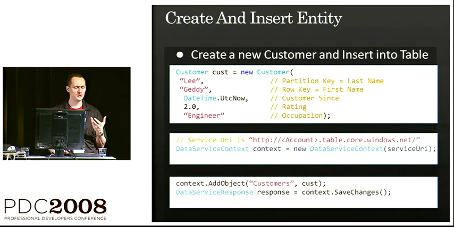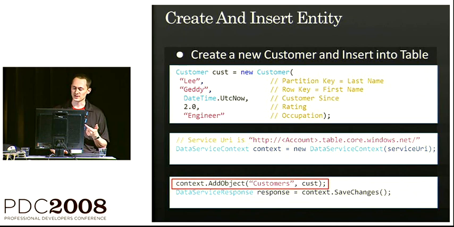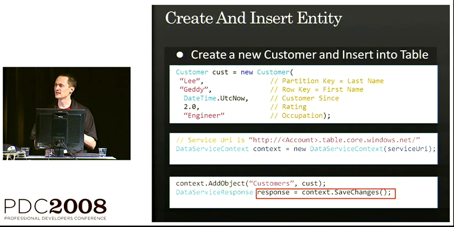Okay? Then the next thing we do is we're going to add to our context the customer object and specify that we want to add this customer object to the customers table. Then once we do save changes, this will push the insert to the cloud. And that's basically as easy as it is to actually put inserts and add objects to the cloud for structured storage.